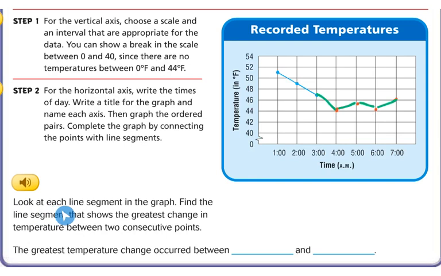So now it says to look at each line segment in the graph. Find the line segment that shows the greatest change in temperature between two consecutive points. So when you look between these 2 points, it looks as though there must be the most change in between those 2 points. So it would be 3 a.m. and 4 a.m.